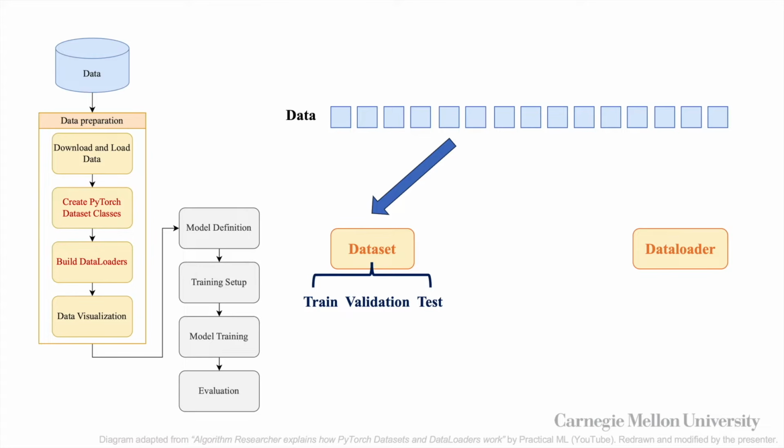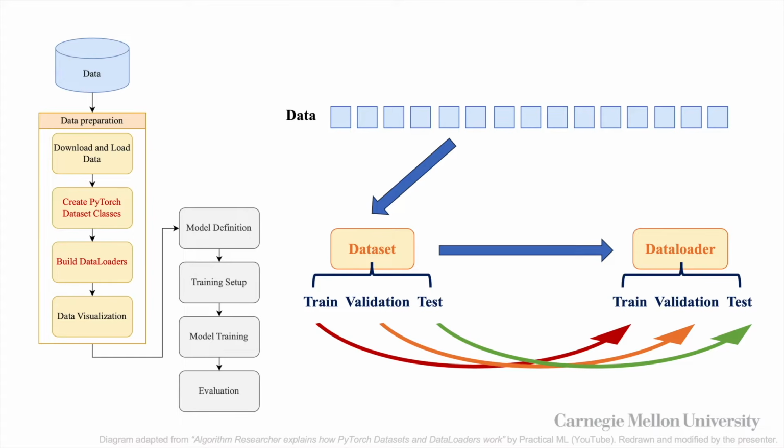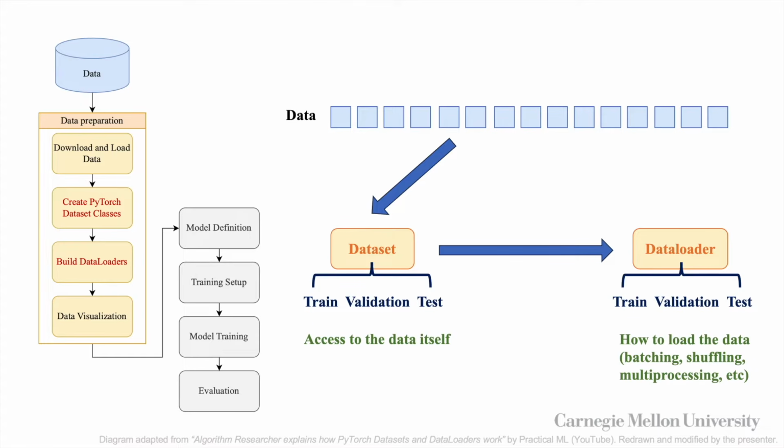These datasets are then passed to separate data loaders. Again, one for training, one for validation, and one for testing, because we want different loading behaviors as well. For instance, the training loader shuffles and loads batches randomly, while the validation and test loaders usually do not. The data loader batches the samples, shuffles them if needed, and loads them in parallel using multiple workers, which you'll see in more detail in the data loader session.